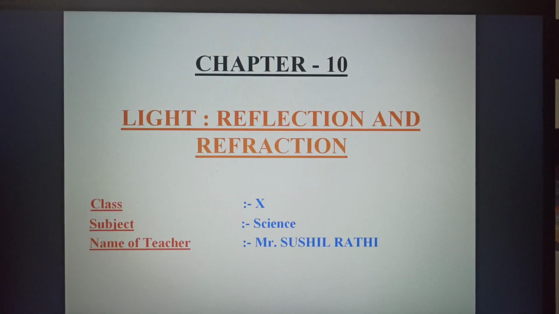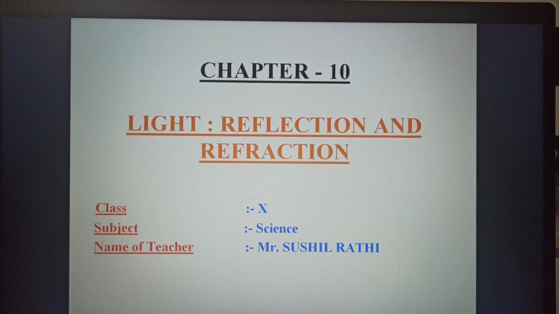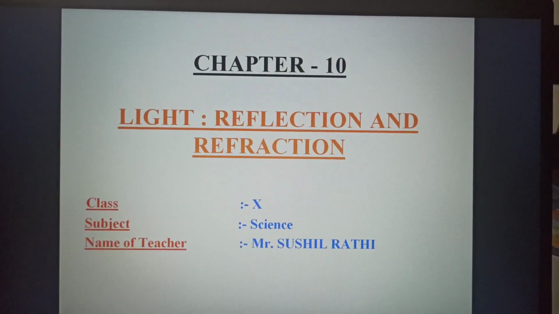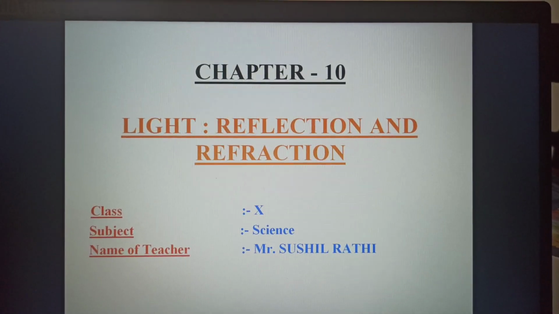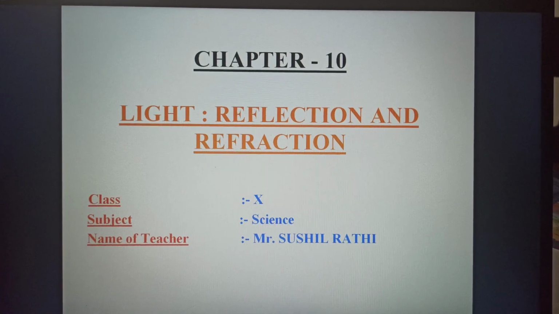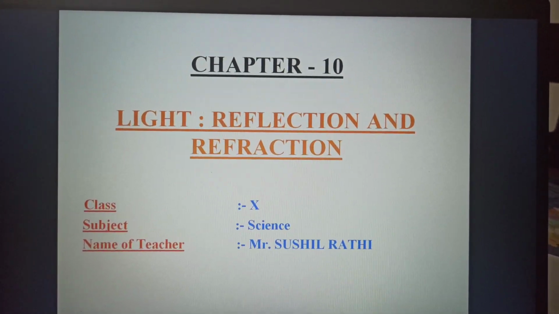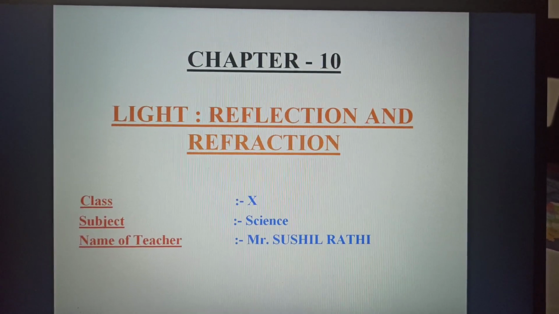So it's been a long time since we posted something related to physics. This time I'm coming out with something important for class 10 students. The chapter is light, reflection and refraction. This is chapter number 10 in the CBSE NCERT textbook.